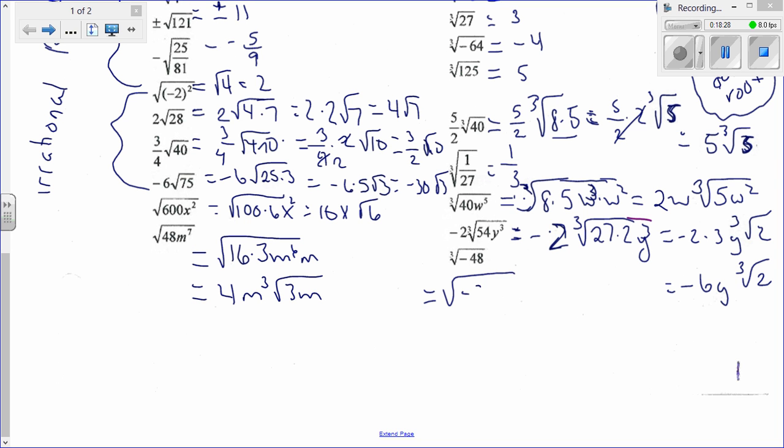And then the very last one here with -48 would break down to -8 times 6, perfect cube. The cube root of -8 is -2. Cannot take the cube root of 6, so it is cube root 6. All right, next page. We're almost done.